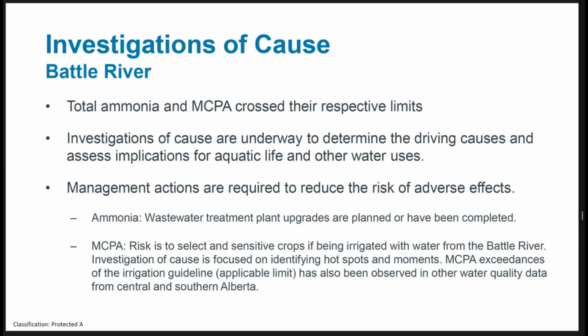MCPA is a pesticide, so the driving cause is pesticide application. The limit that was crossed is an irrigation limit, so the risk is mainly to select crops if being irrigated with water from the Battle River. The investigation of cause is focused on determining hot spots, so spatial patterns, and hot moments, in other words, timing of high concentrations. It can be noted that MCPA exceeding its irrigation guideline is not unique to the Battle River, as this has been seen in other water quality data from central and southern Alberta.